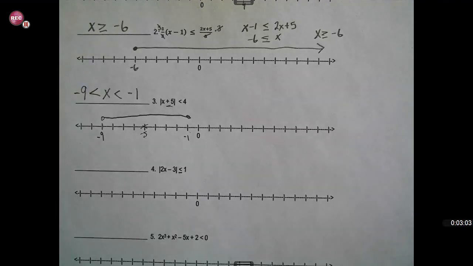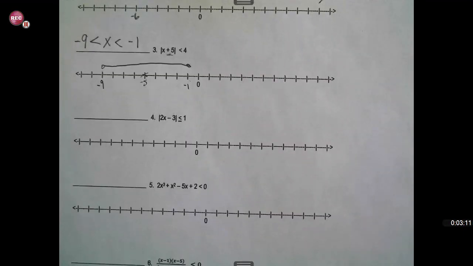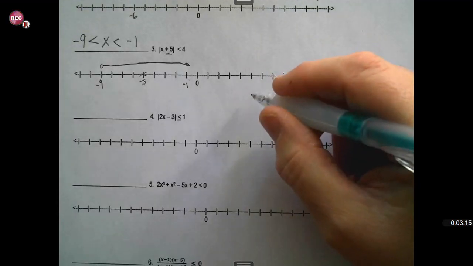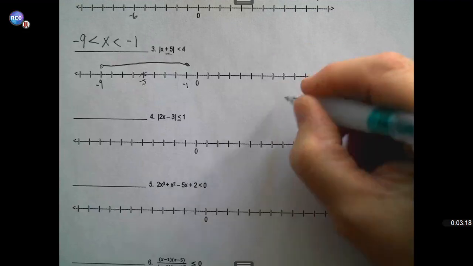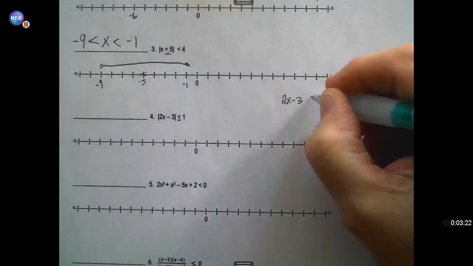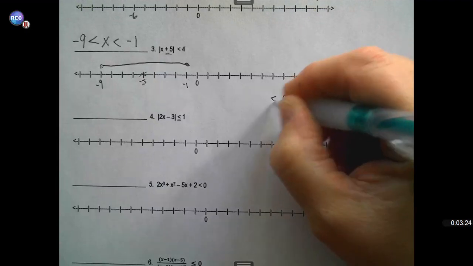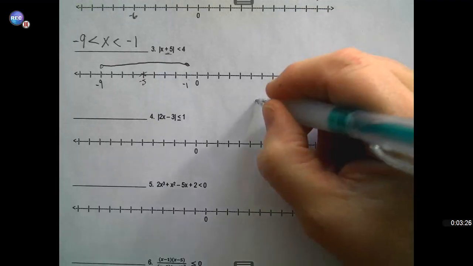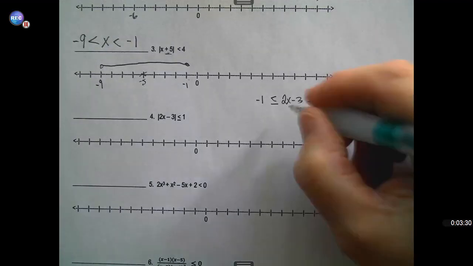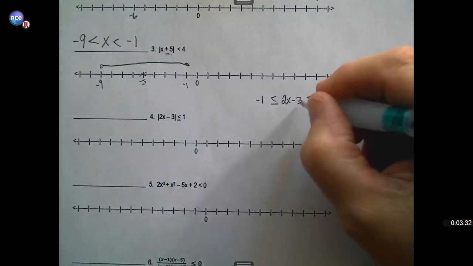On this next one, I can't solve that graphically because of the coefficient on x. And so I apply the definition of absolute value to the inequality, and the 2x minus 3 goes in the middle, and then less than or equal to, less than or equal to, and on this side I put -1, and on this side I put +1. And that's just applying the definition.